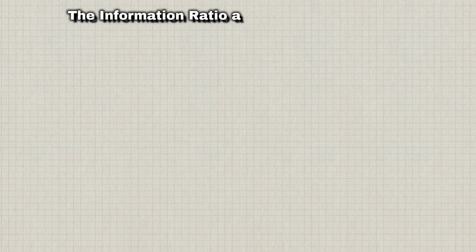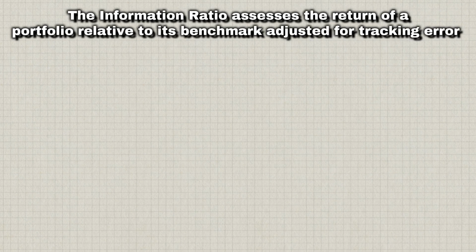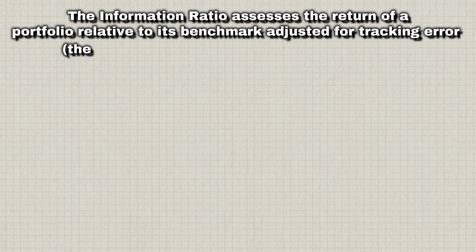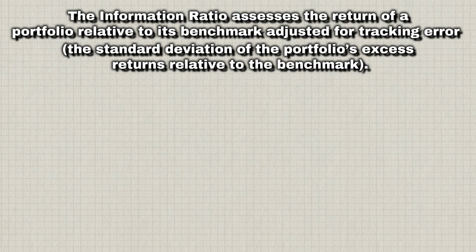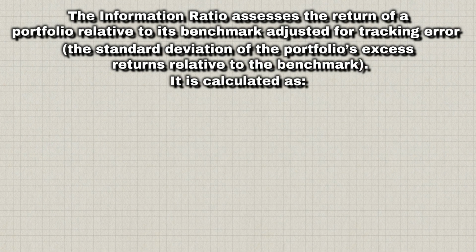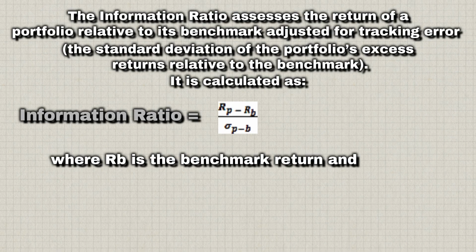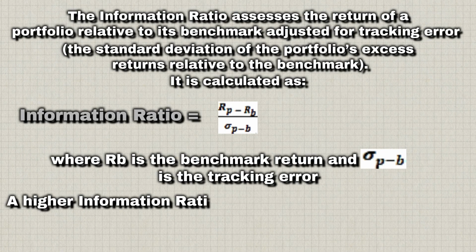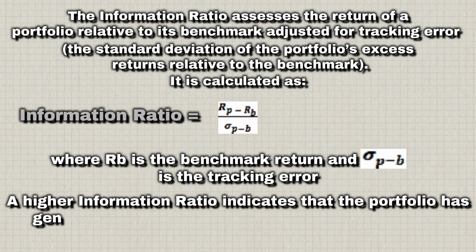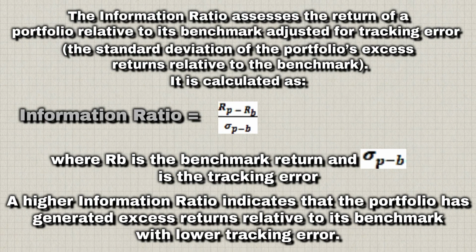Information ratio. The information ratio assesses the return of a portfolio relative to its benchmark, adjusted for tracking error, the standard deviation of the portfolio's excess returns relative to the benchmark. It is calculated as information ratio equals (RP minus RB) divided by tracking error, where RB is the benchmark return and tracking error is as defined. A higher information ratio indicates that the portfolio has generated excess returns relative to its benchmark with lower tracking error.